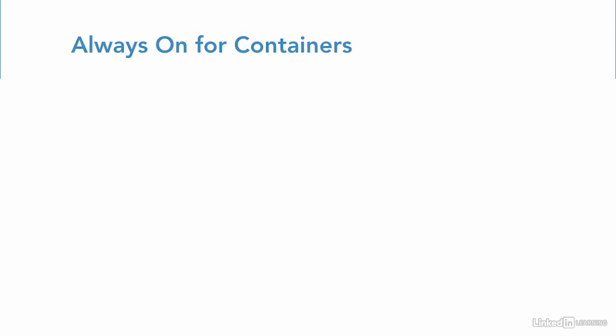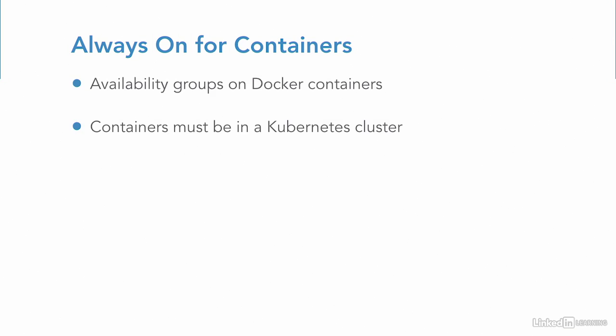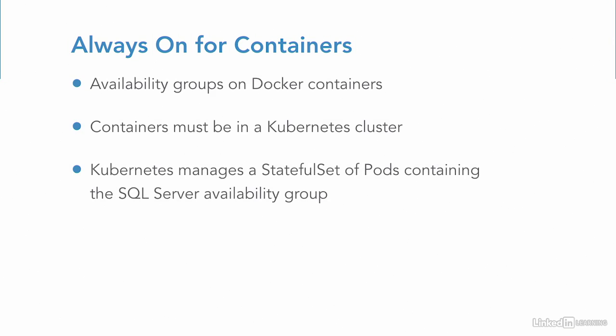Finally, always-on availability groups are now able to be configured using Docker containers. These containers must be managed in a Kubernetes cluster, which manages the orchestration of a stateful set of pods that contain the SQL Server availability group. So, taken together, these 3 enhancements to always-on availability groups make them easier to deploy and will allow more users to take advantage of SQL Server's high availability solution.